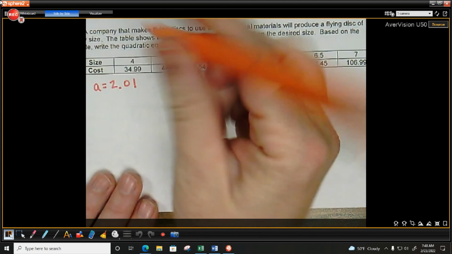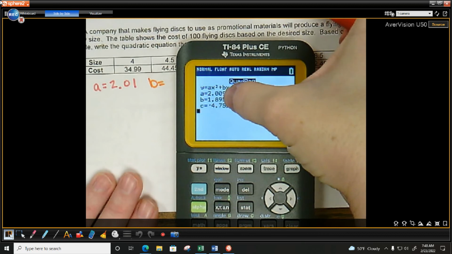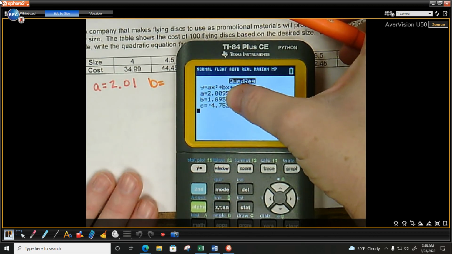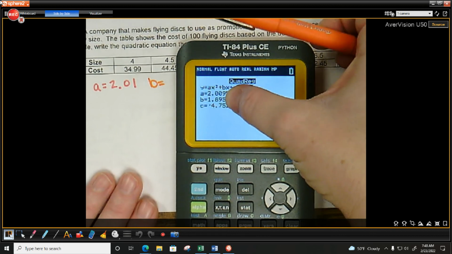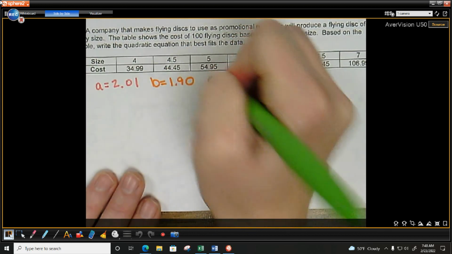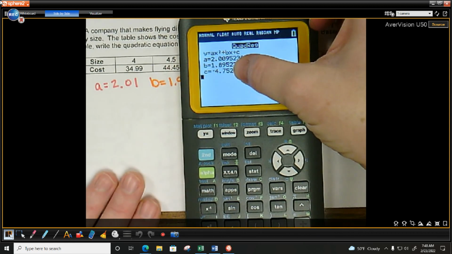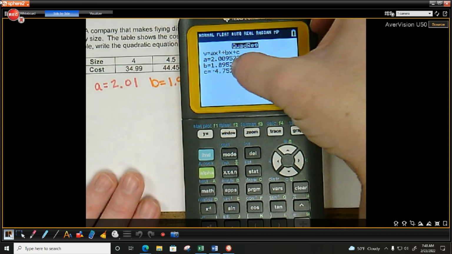And then B is, does a 5 round stuff up? Yeah, so my 89 is going to round up to 90. So 1.9. And then my C, look at your third number. Does 2 round things up? No, so it's going to be negative 4.75. So there's my A, B, and C.